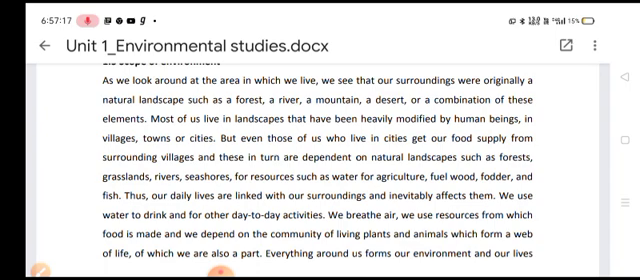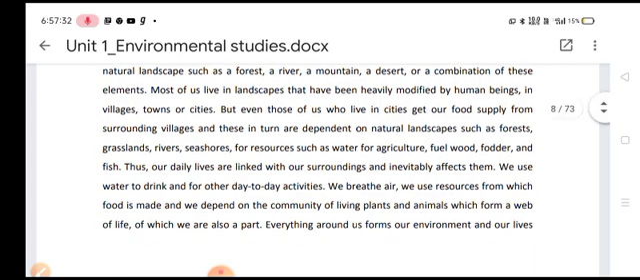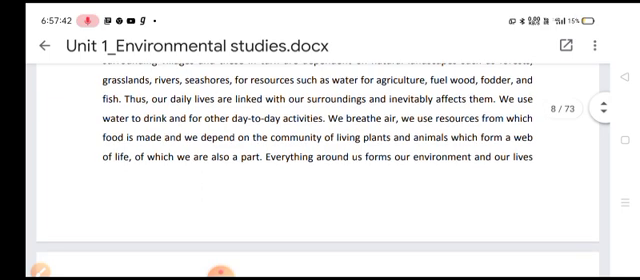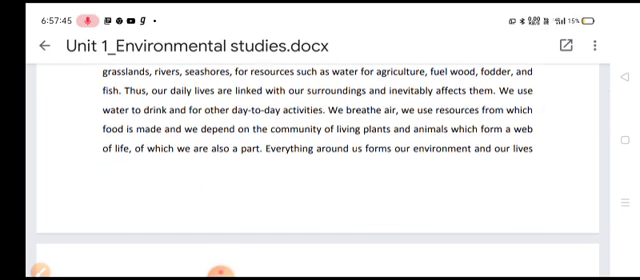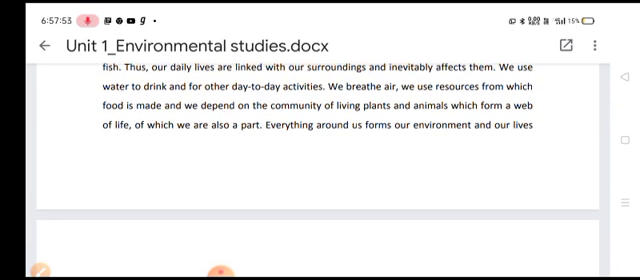So as we look around at the area in which we live, we see that our surroundings were originally a natural landscape such as a forest, a river, a mountain, a desert, or a combination of these elements. Most of us live in landscapes that have been heavily modified by human beings in villages, towns, or cities. But even those of us who live in cities get our food supply from surrounding villages, and these in turn are dependent on natural landscapes such as forests, grasslands, rivers, seashores for resources such as water for agriculture, fuel wood, fodder, and fish. Thus, our daily lives are linked with our surroundings and inevitably affect them.